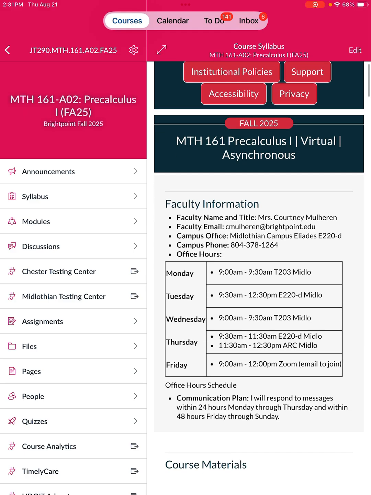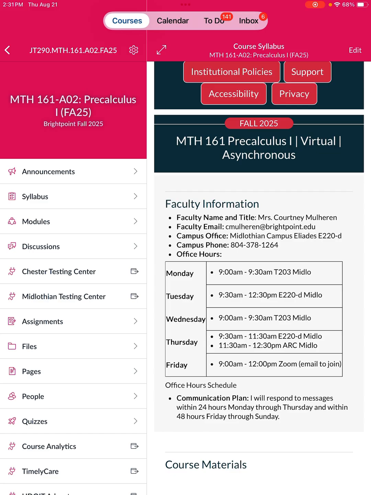There's me, Mulheron is my name, and my email is right there. That is absolutely the best way to contact me. I have a campus phone, but please don't call it. I really didn't want them to give me a campus phone, but they did anyway, so I went ahead and listed it there. But unless we email and talk about you calling me, which we probably won't because I'd rather just talk to you over Zoom, don't use that phone number.